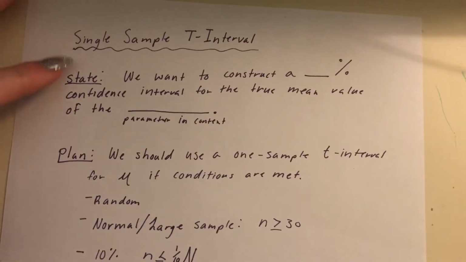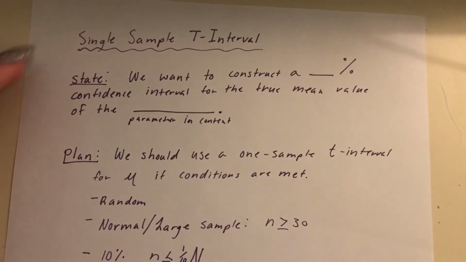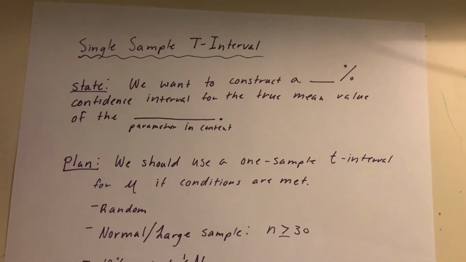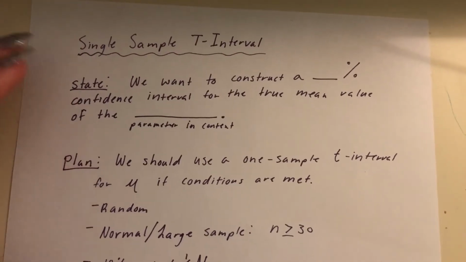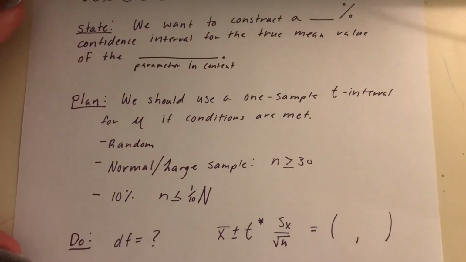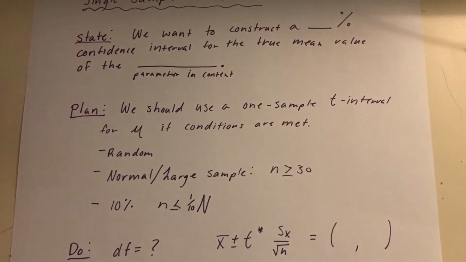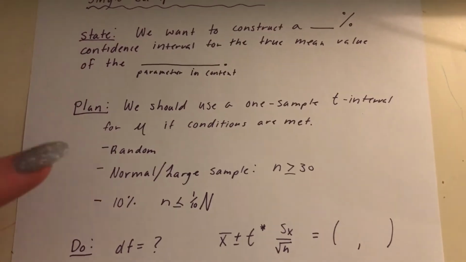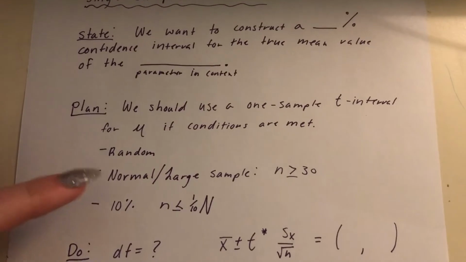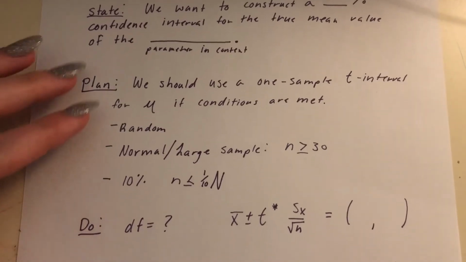Alright, here's the outline for a one-sample t interval. For the state, we want to say we want to construct a blank percent confidence interval for the true mean value of the parameter in context. Plan, we should use a one-sample t interval for mu if conditions are met, which is random. Make sure you state out the full sentence and not just random check. Normal large sample and 10% condition.